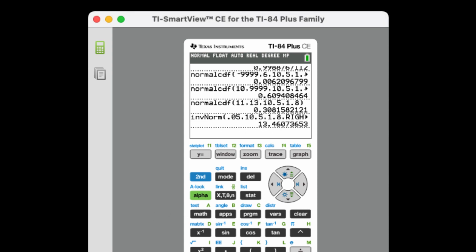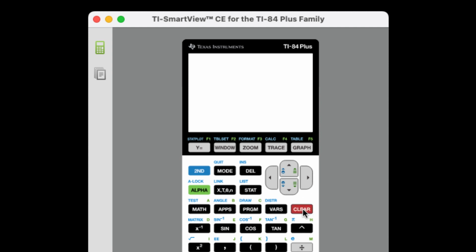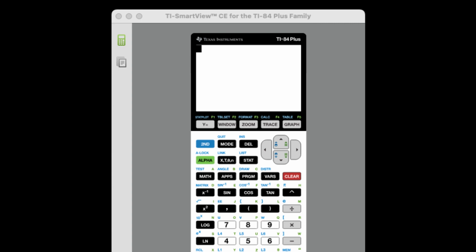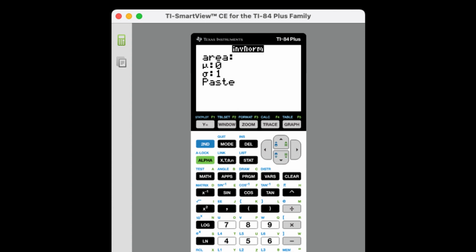Now I'm going to change this mode here. I'm going to go to the TI-84 Plus. Okay, clear that out. So some of you guys have the TI-83 or TI-84 Plus. On this one, when you go to the distribution, you can say second distribution, inverse norm, number 3, inverse norm.